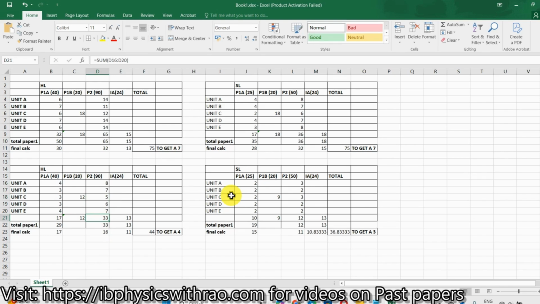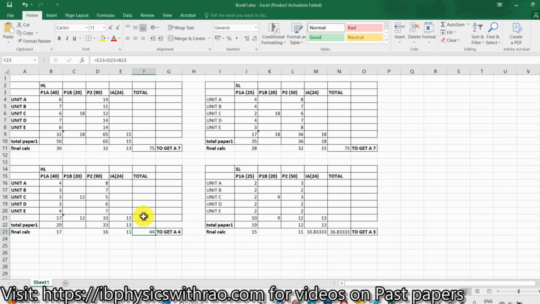If you get 1/3 of this, and let me assume you have not done your IA, or maybe your IA is not up to that quality, and then you are getting only 13 in the IA. So most of the time, SL students also do very well in their IA, but I have taken the least value over here. If you have taken 13 over here, then this will correspond to 11 over here. Summing up all of them, you will get 44 over here.